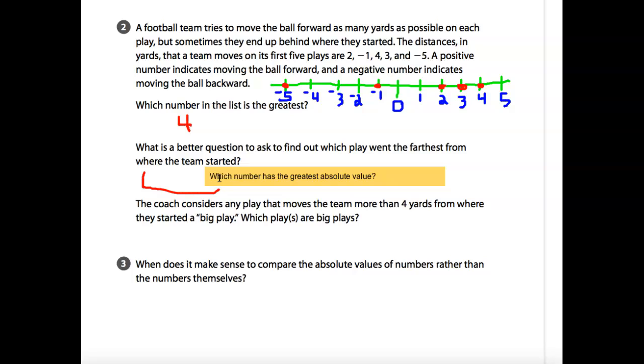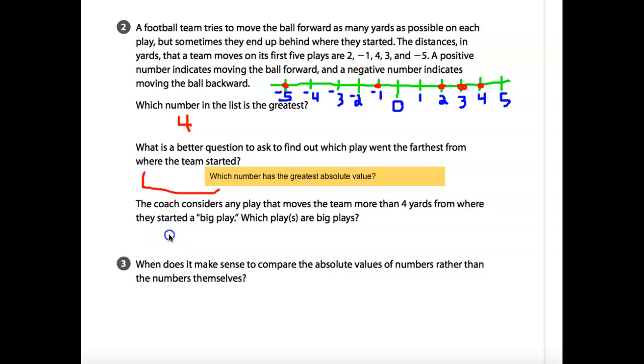Okay. All right, now it says the coach considers any play that moves the team more than 4 yards from where they started a big play. Which plays are big plays? All right, so the play that moved, we just talked about it.